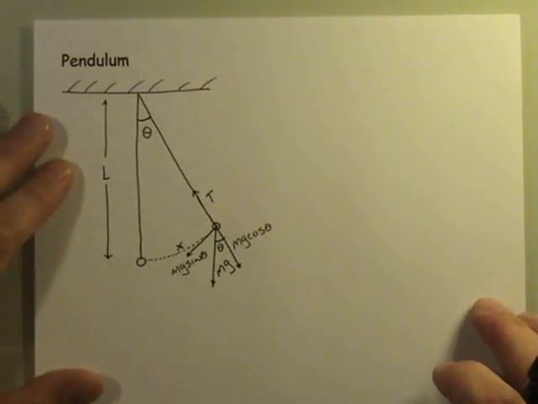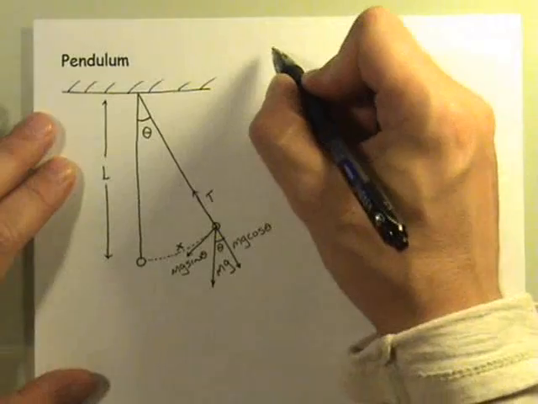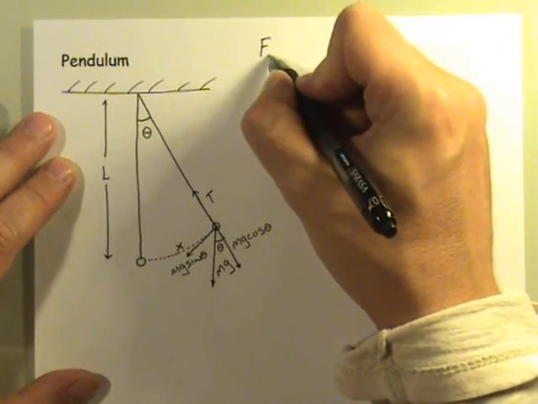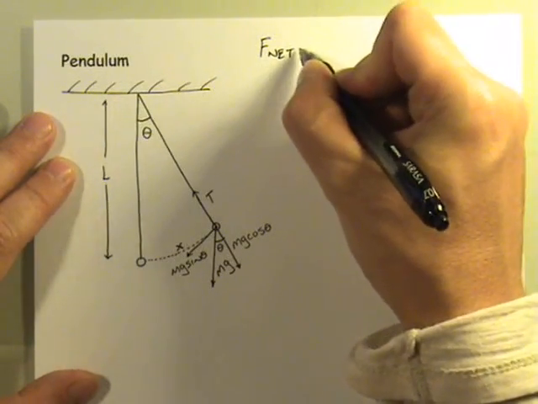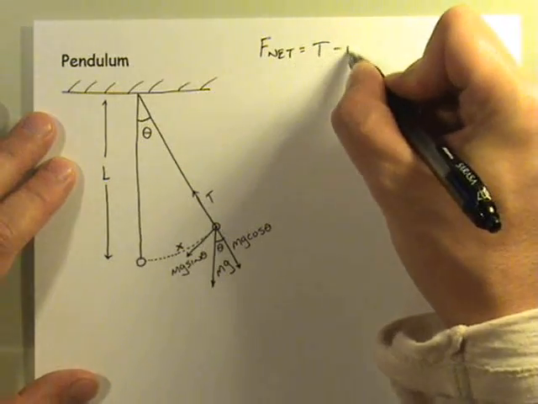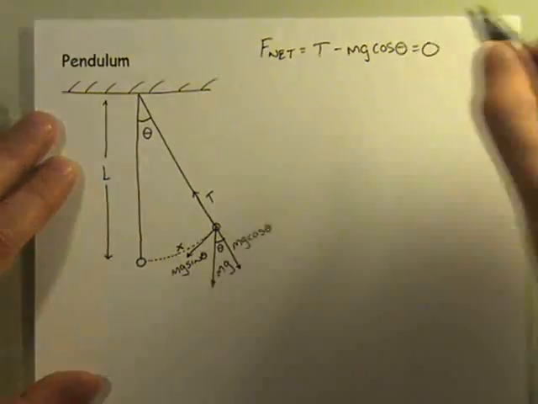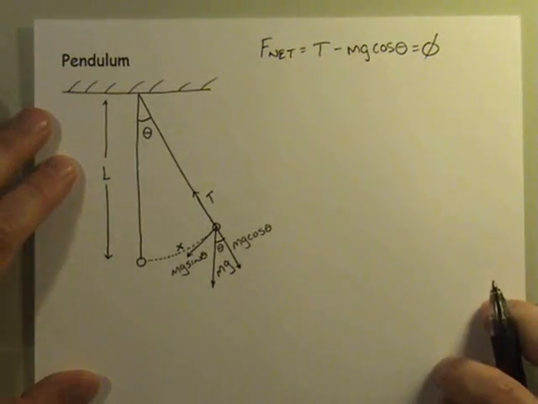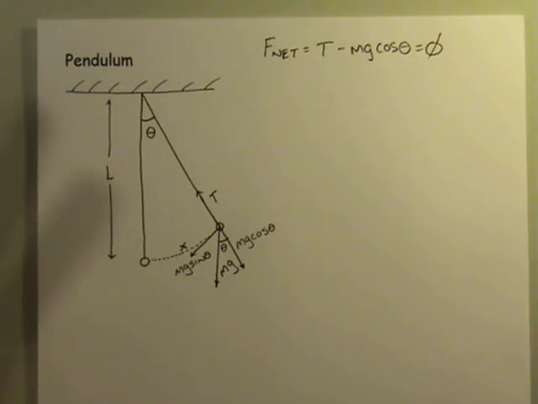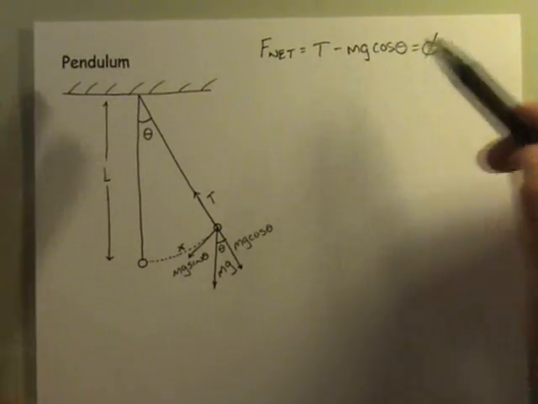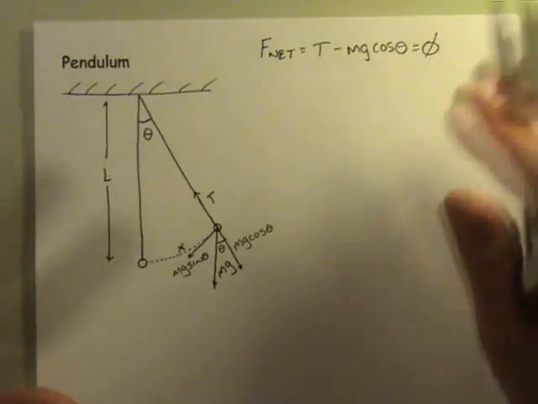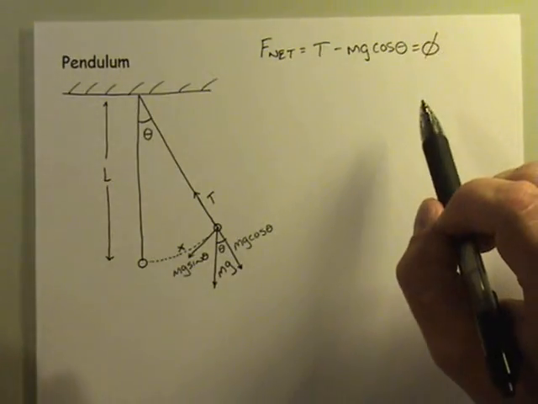So if you imagine what the net force equation is going to look like for this guy, we would simply end up with T minus mg cosine theta, and that would be equal to 0. So nothing particularly interesting except that the tension is equal to mg cosine theta. At all points, the tension will always be equal to mg cosine theta.